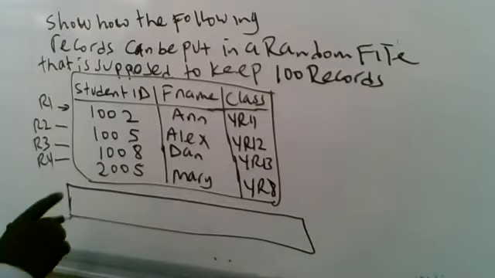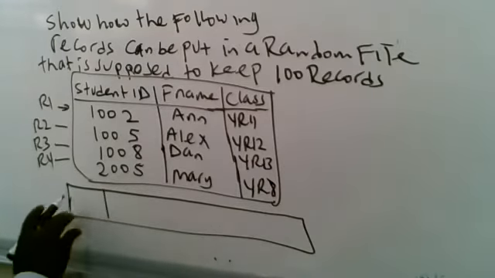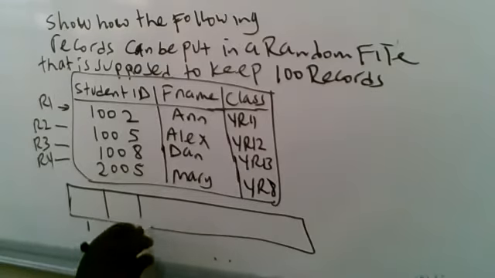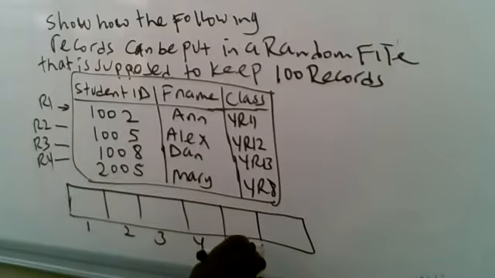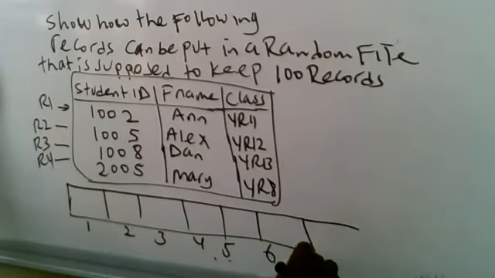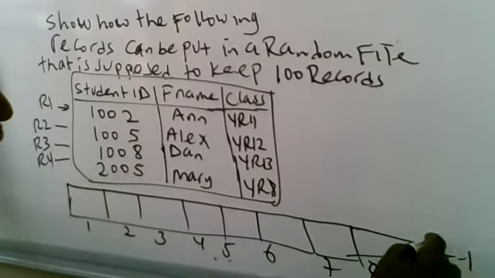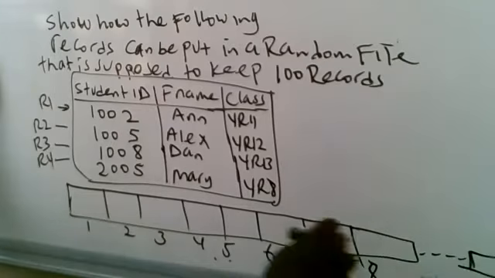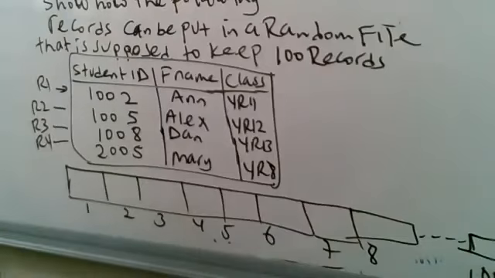This file is supposed to keep 100 records. So we have record 1, we have 2, we have 3, we have 4, we have 5, we have 6, up to what? Up to 100. We have 7, we have 8, we have 9, until what? Until position 100. Hope you understand, because I cannot draw 100 boxes. This is our file. This is our random file.